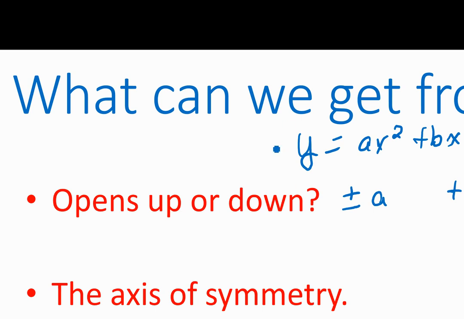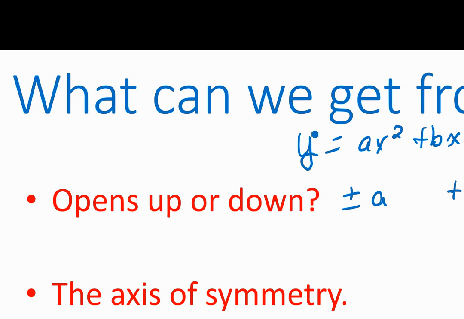So if I had some function look like this, I know my vertex is here. Where is the axis of symmetry going to be? Okay, it's going to go right through it. It's a line that splits it right in half.